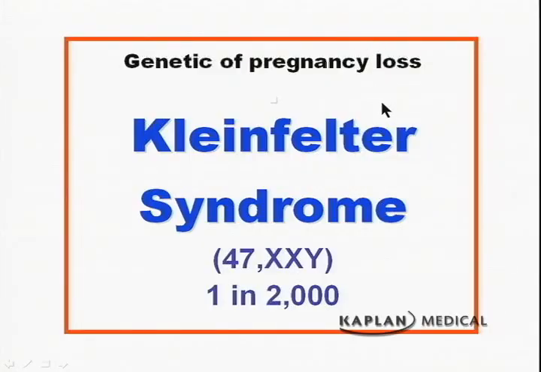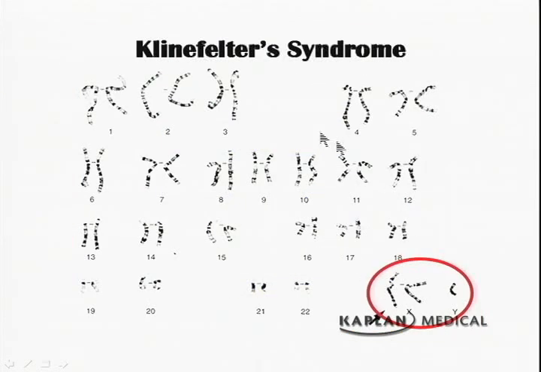Another specific syndrome is Klinefelter syndrome. This is 47XXY, occurs 1 in 2,000 births. And this is an aneuploidy which has no ultrasound markers which are found prenatally. So most Klinefelters are not diagnosed prenatally. You'll notice on the karyotype, we have 2 X's and a Y. So we have an extra X chromosome, Klinefelter syndrome.